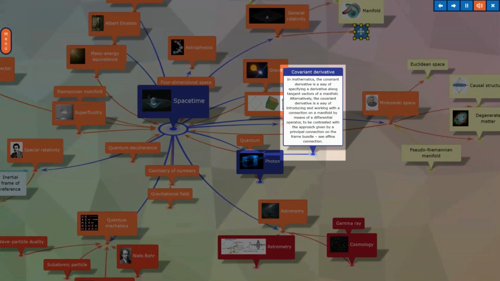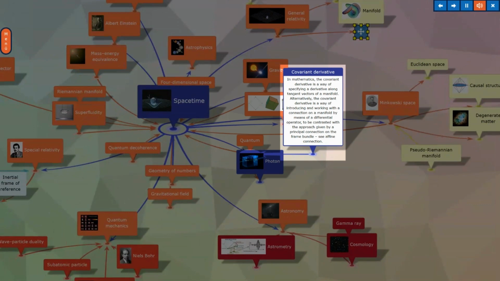Covariant derivative. In mathematics, the covariant derivative is a way of specifying a derivative along tangent vectors of a manifold. Alternatively, the covariant derivative is a way of introducing and working with a connection on a manifold by means of a differential operator, to be contrasted with the approach given by a principal connection on the frame bundle.